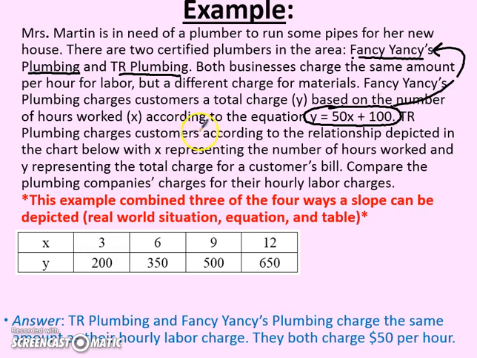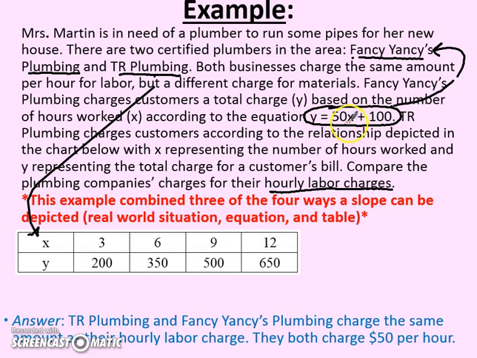TR Plumbing charges customers according to the relationship depicted in the chart below, with X representing the number of hours worked and Y representing the total charge for a customer's bill. So TR Plumbing's is here in this chart. We are asked to compare the plumbing companies' charges for their hourly labor charges. So the slope is the hourly labor charges. This is an example of 3 of 4 ways that slope can be depicted. We have this real-world situation, we have an equation, and we have a table.